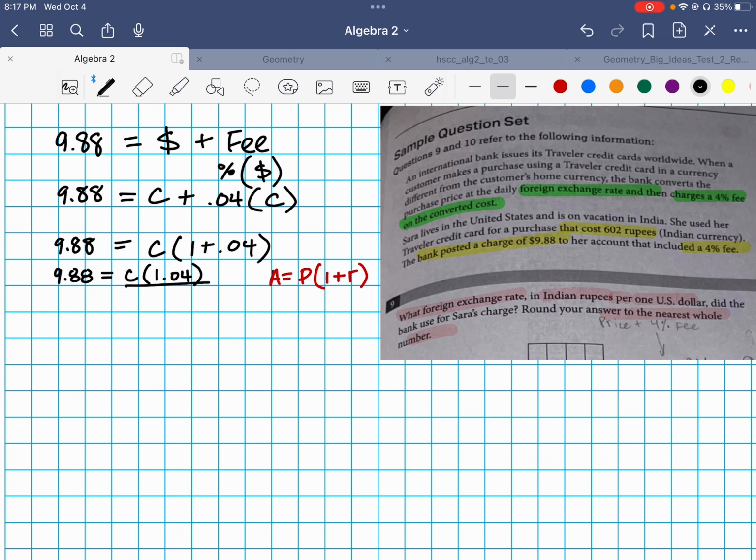Now we can solve for how much we spent by dividing both sides of the equation by 1.04. So we divide by 1.04, and this gives us 9.5. Now remember, this is in US dollars, so writing it as $9.50 makes way more sense. So this is what we spent. Now, other things you might want to write down is that this 9.50 is in US dollars, USD.